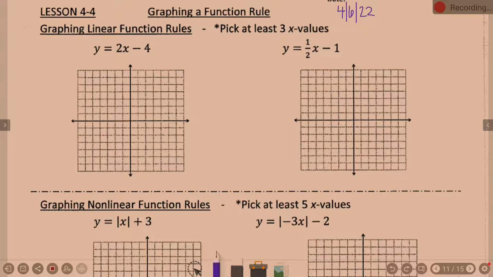Yes, we are going to graph. You're going to give it your effort, right? Yes. Okay, so the goal is graphing today.